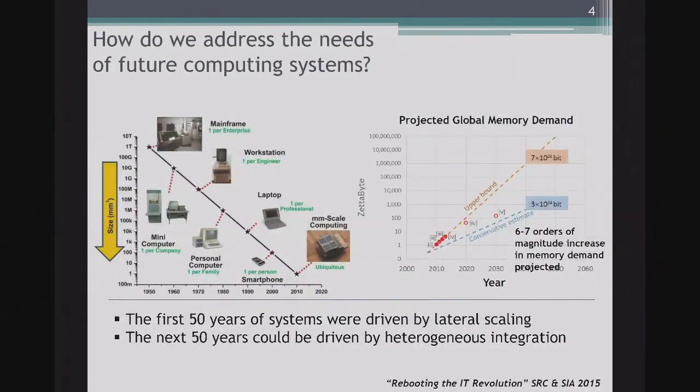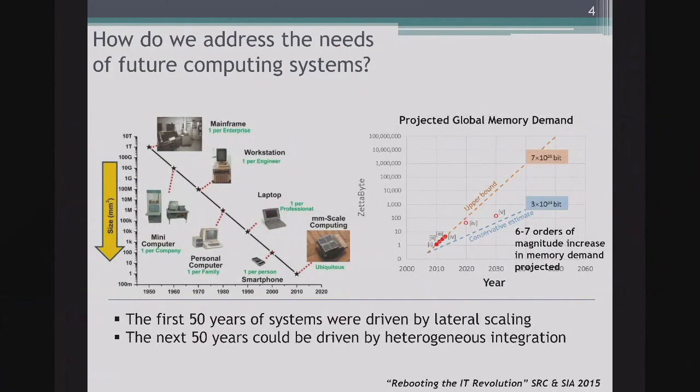I'm going to make a statement here that is unsubstantiated, and we can revisit it in 15, 20, or 30 years to see if it was right or not. But the first 50 years of systems were driven by making these lateral transistors smaller. I really think that the next 50 years is going to be driven by heterogeneous integration, and specifically the ability to scale the bandwidth of connection between different functional units. I really think that's what it's going to be. I don't know if it's true or not. We'll find out, right? This is a nice thing about making projections that far into the future. I don't have to worry about it for a little while.